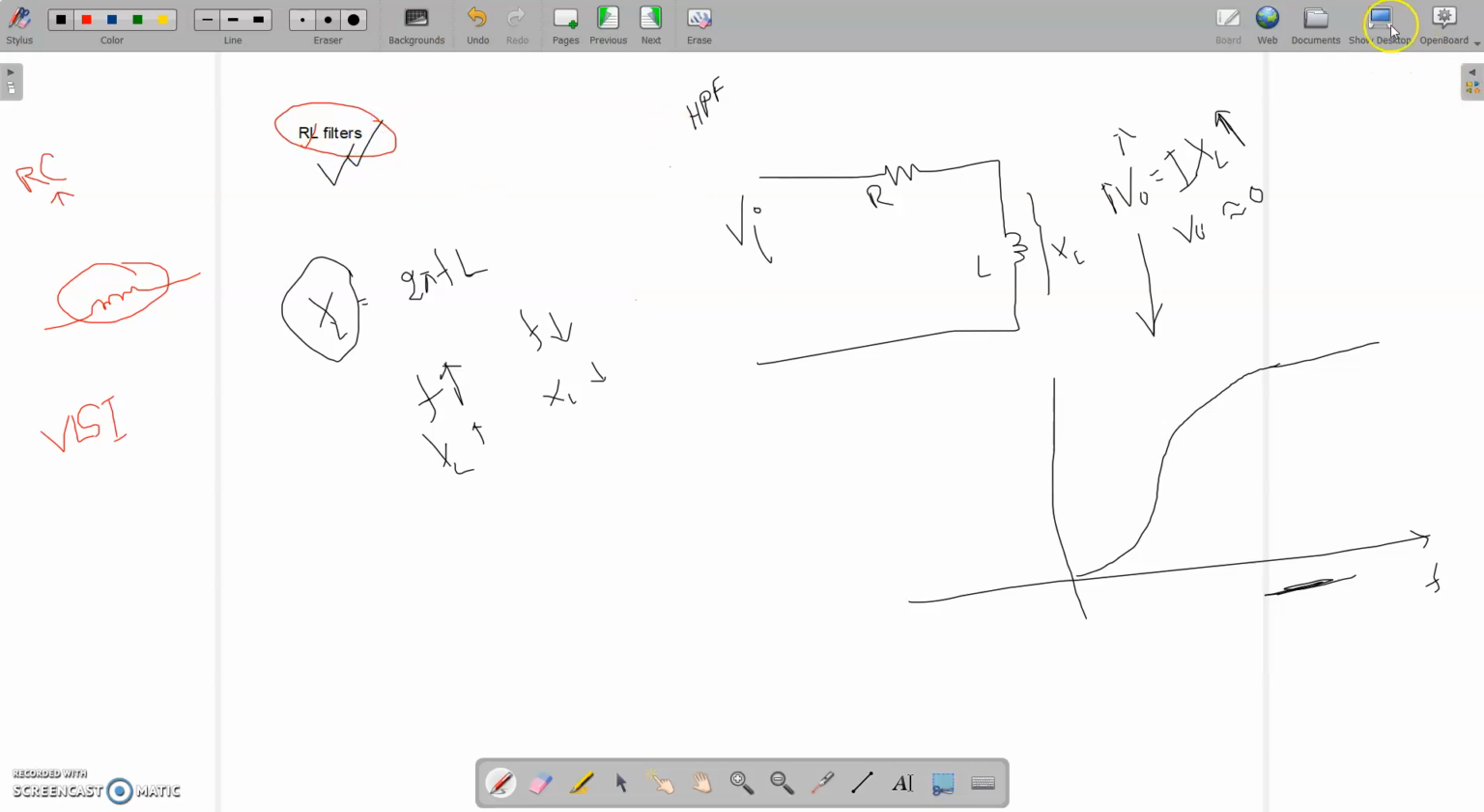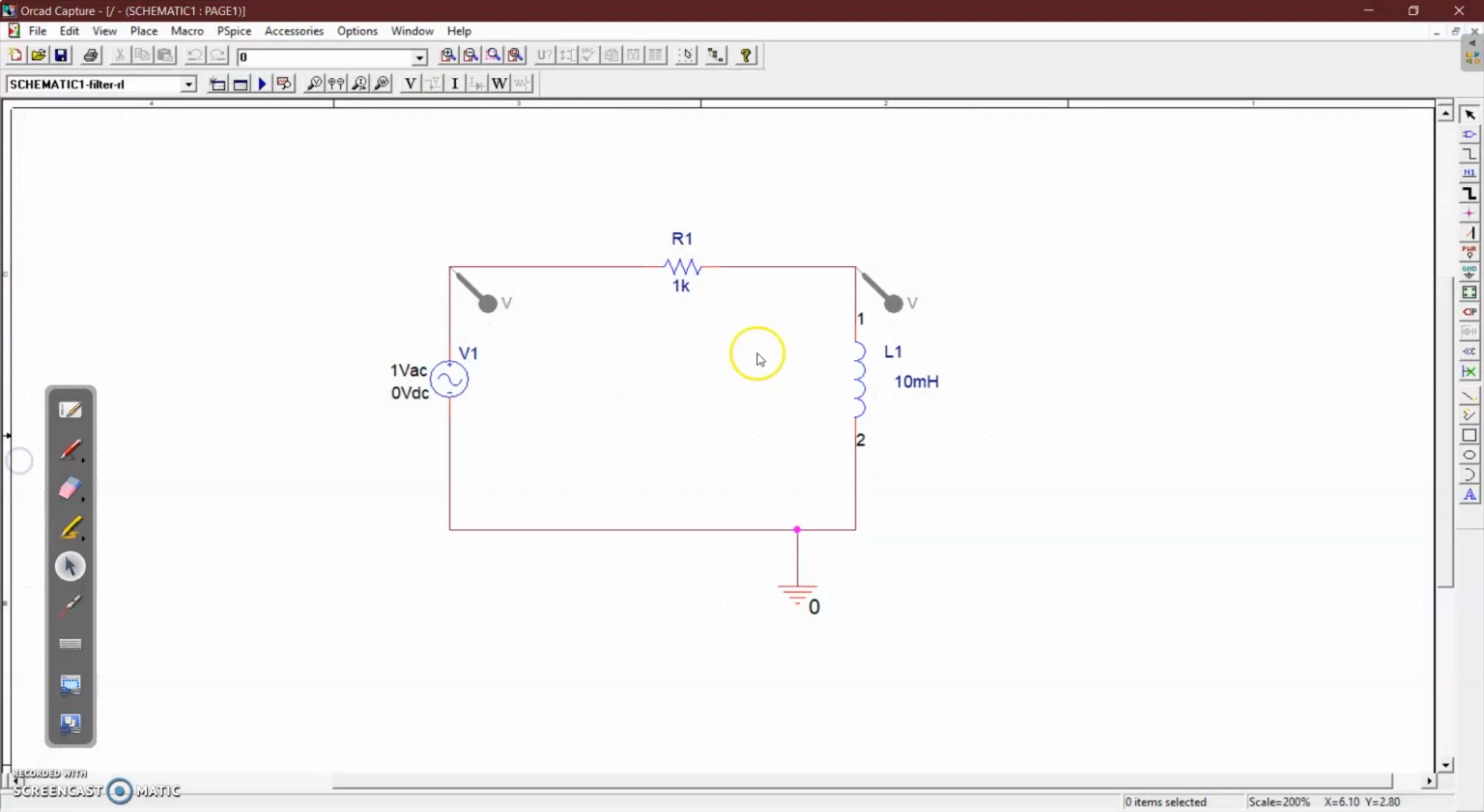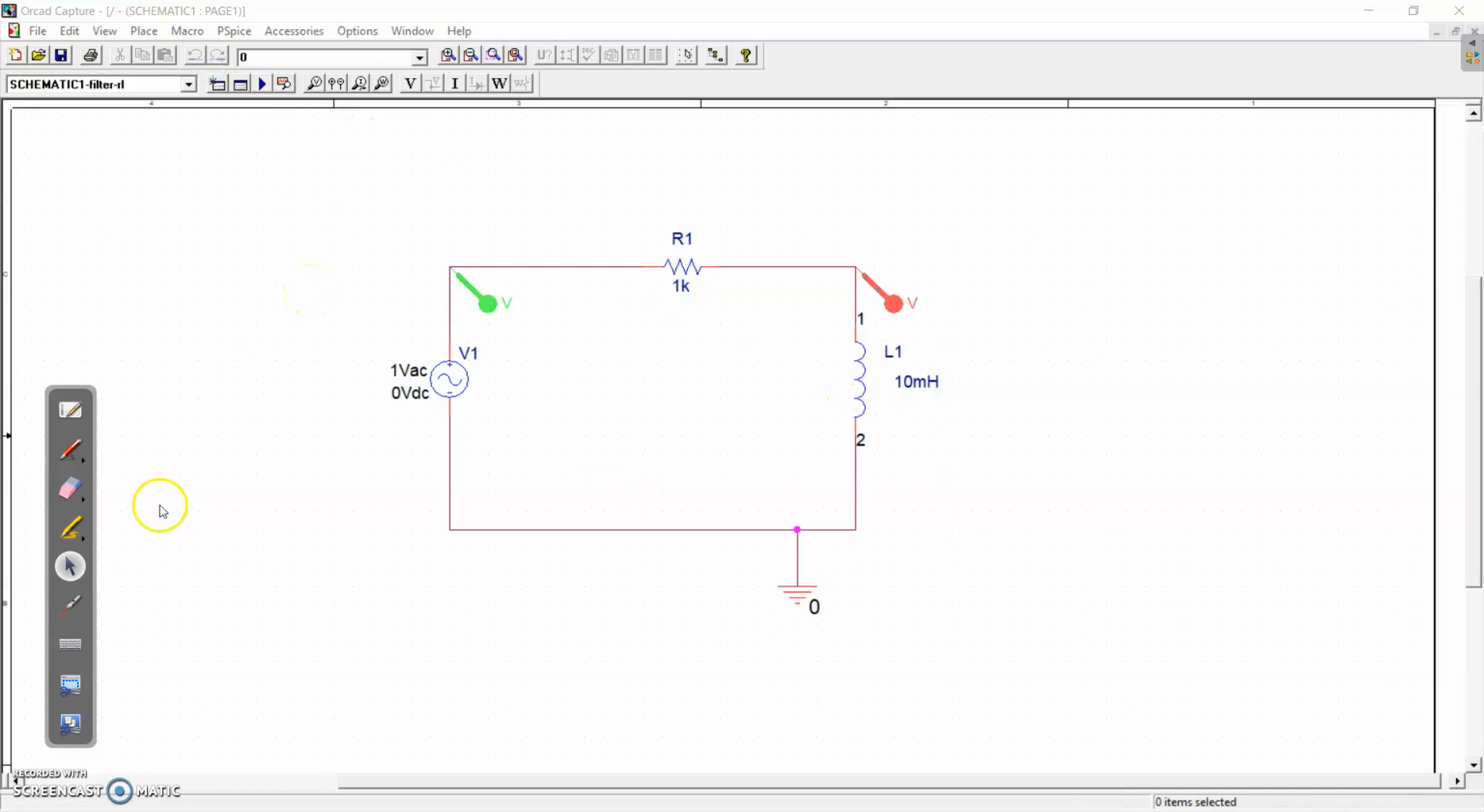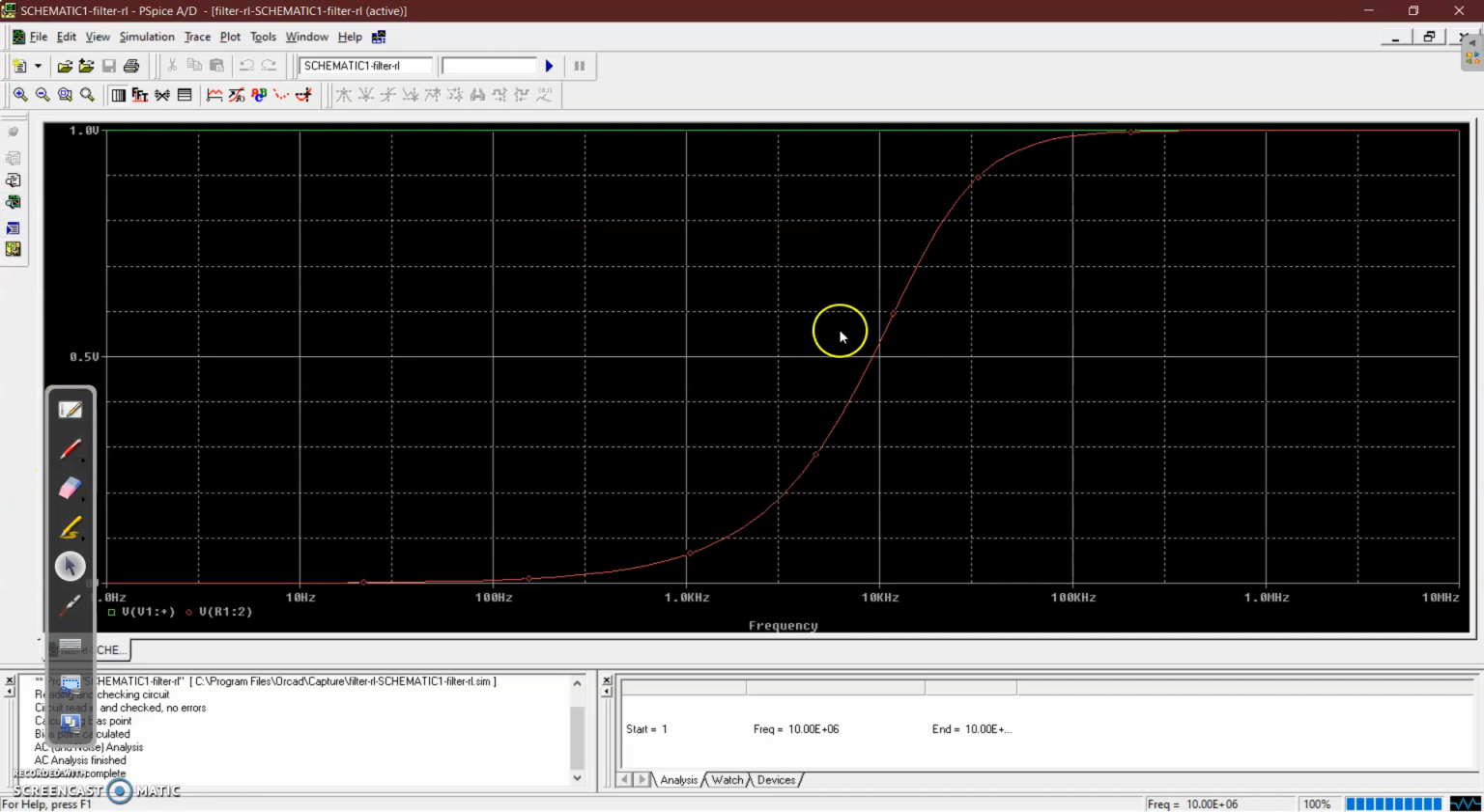So let's take a look at our PSpice. This is my RL circuit, my source, this is my resistor, and this is my inductor. And if we take a look at the output, here is my output. This was my input and this was my output, a first order high pass filter. Similarly you can design second order filters and so on.